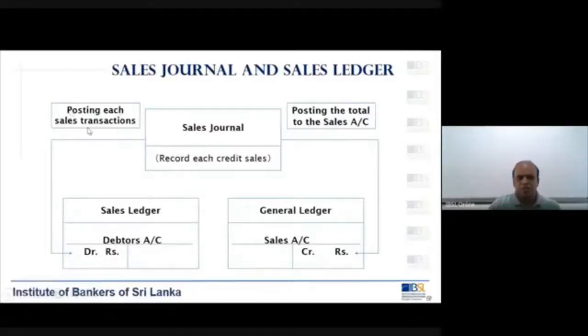So we will post each sales transaction in the sales journal, and then you take it to the sales ledger. Sales ledger, very important. What we mean by sales ledger is where you will have your debtors account. Now this debtors account is actually called the control account. Debtors account is called the control account. So the double entry for this purpose will be you will debit debtors and credit sales.